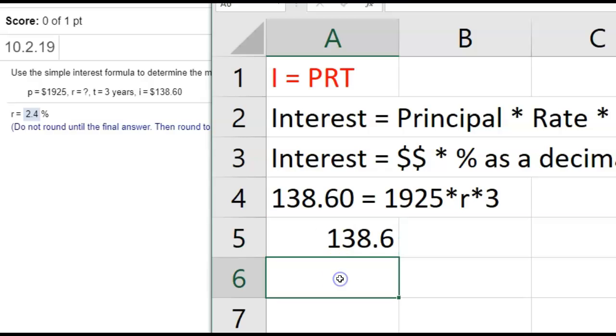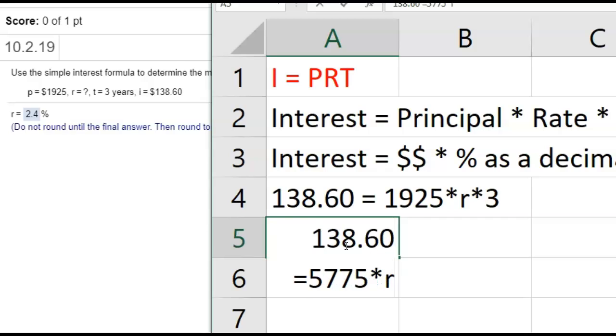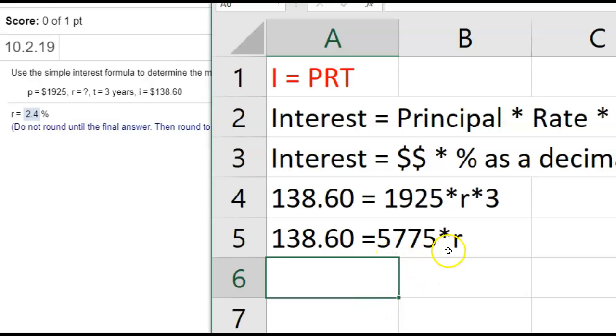And I'm going to need to type that in somewhere and actually calculate it out here. 1925 times 3. So 5,775. So our left side stays the same. I haven't changed anything. On the right side, I have 5,775 times R. Okay. So all I've done here, I'm copying down my equation, trying to get R by itself. I've just multiplied these two values together on the right.